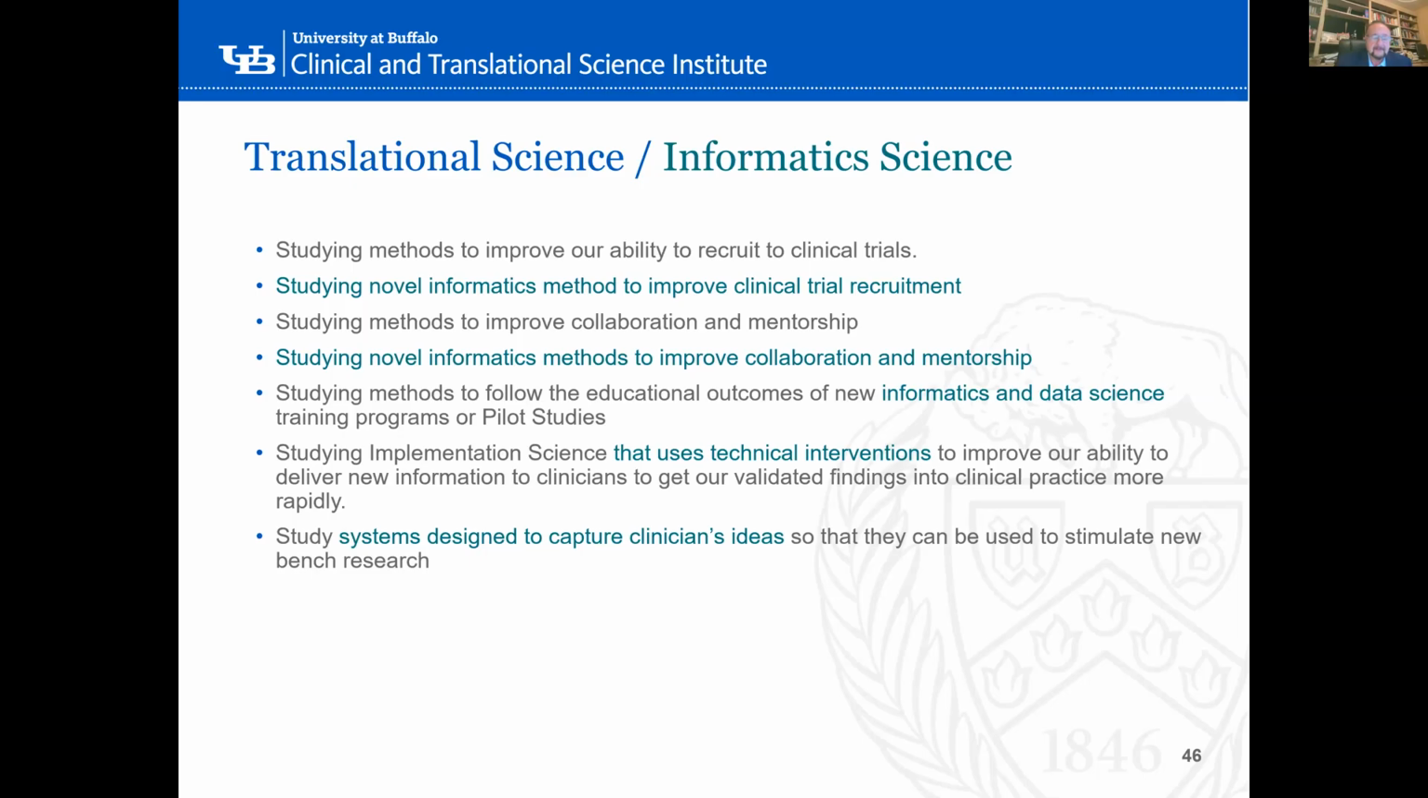studying information science and uses of technical interventions to improve our ability to deliver information to clinicians and also to patients, and also to practices more rapidly. Systems designed to capture clinicians' ideas so that we can actually go from not bench to bedside, but bedside back to bench. It is a good idea. And I think, honestly, that these are important areas.